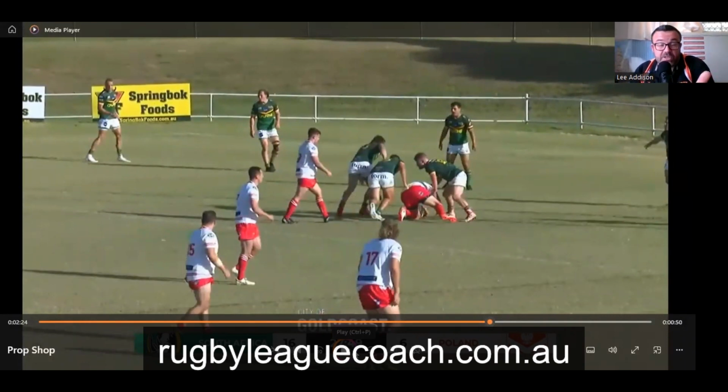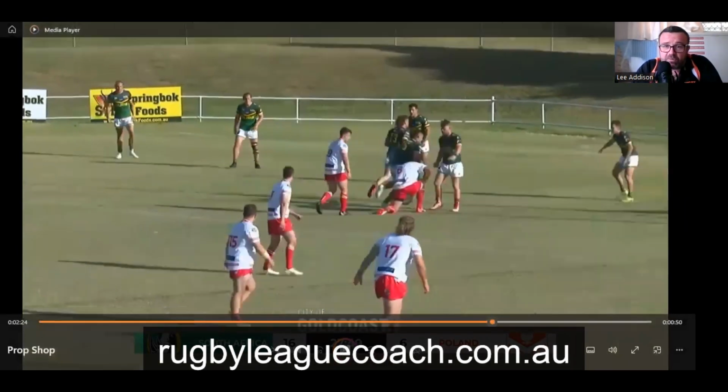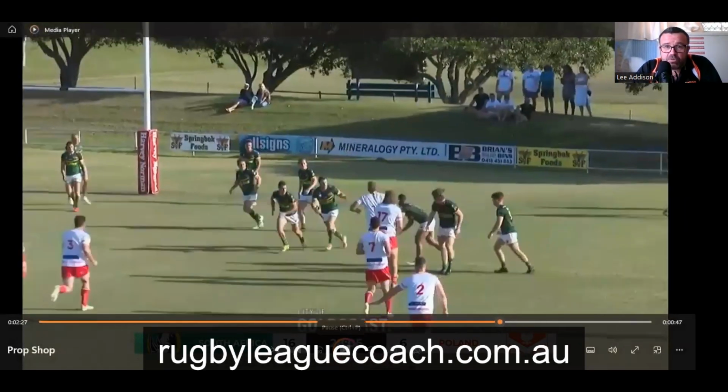I mean, that's unbelievable, actually. So he's worked over the years on his leg drive. So that's really good from James. Either that or it was natural to him. But that just shows you how it can go wrong.